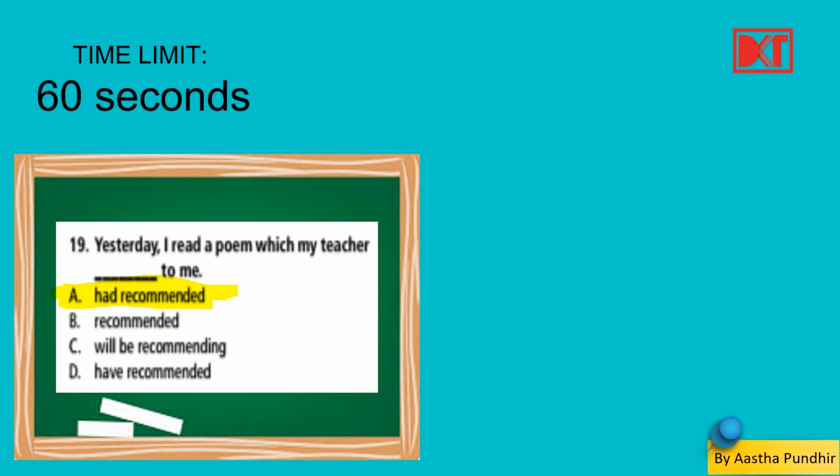Here, my teacher, third person singular. With that we use had, and then recommended is the V3 form. Alright. Then the others you see, B is just the V3 form. C, will be recommending, this is for future. D, have recommended, here have is for present perfect. Alright.